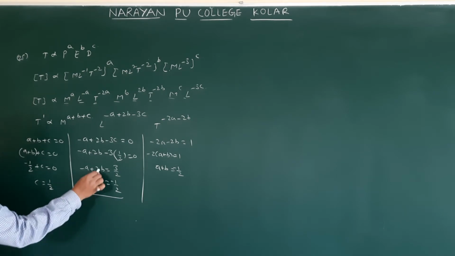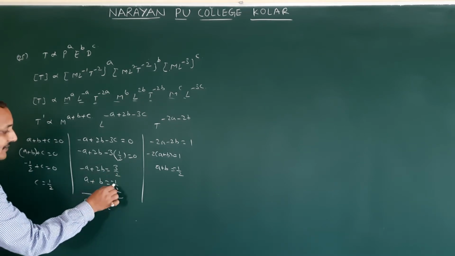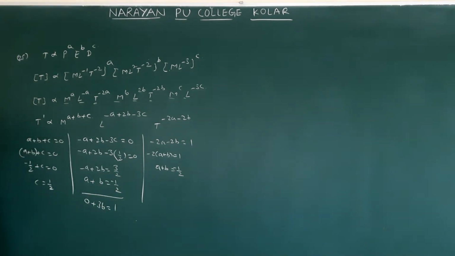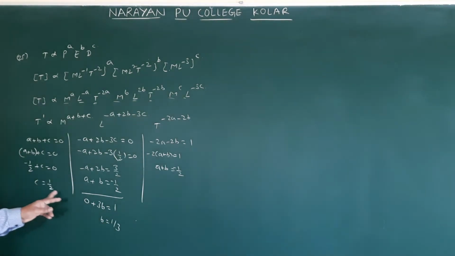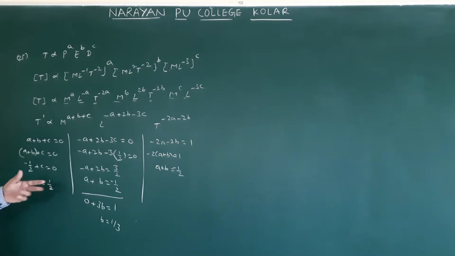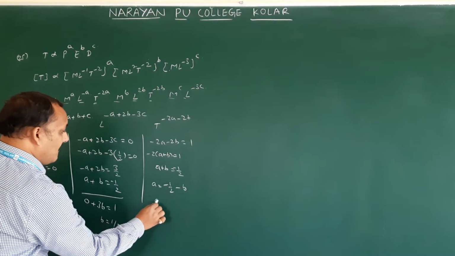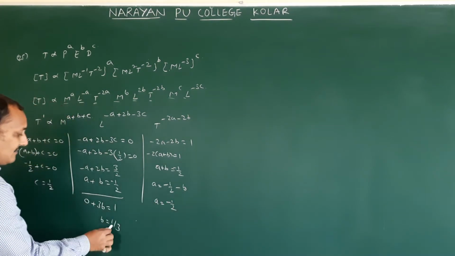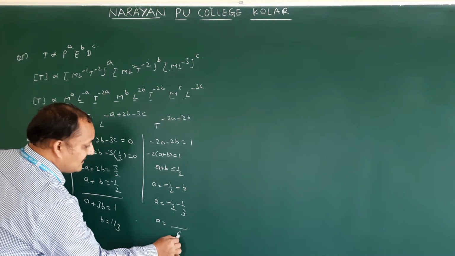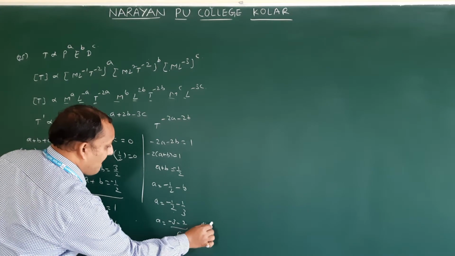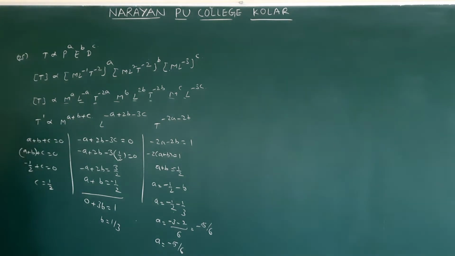Then you will get b. 2b plus b. Minus a plus a is 0, plus 3b equals 3 by 2 minus 1 by 2. That is nothing but 1. Isn't it? Then b is equal to 1 by 3. c value you got, b value. Now you should get a value. a is equal to minus 1 by 2 minus b. Minus 1 by 2 minus 1 by 3. So the same here: 6 minus 3 minus 2, minus 5 by 6. So a value is minus 5 by 6.